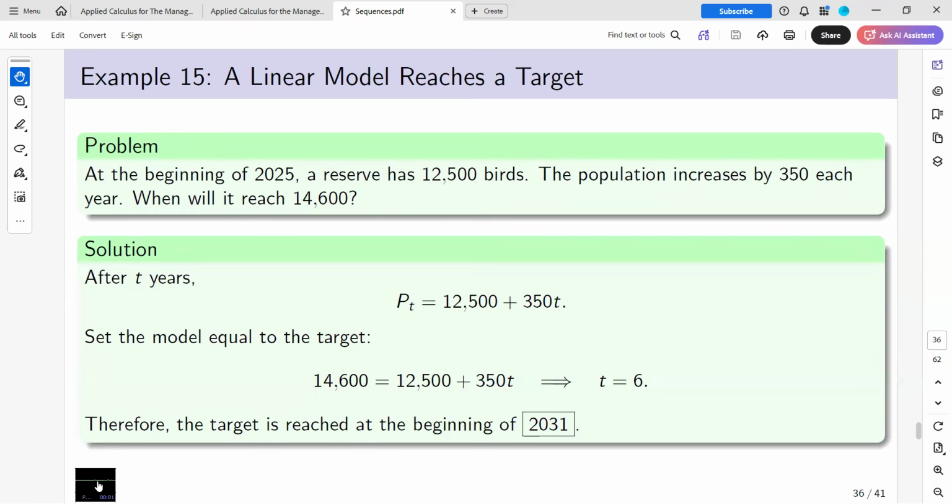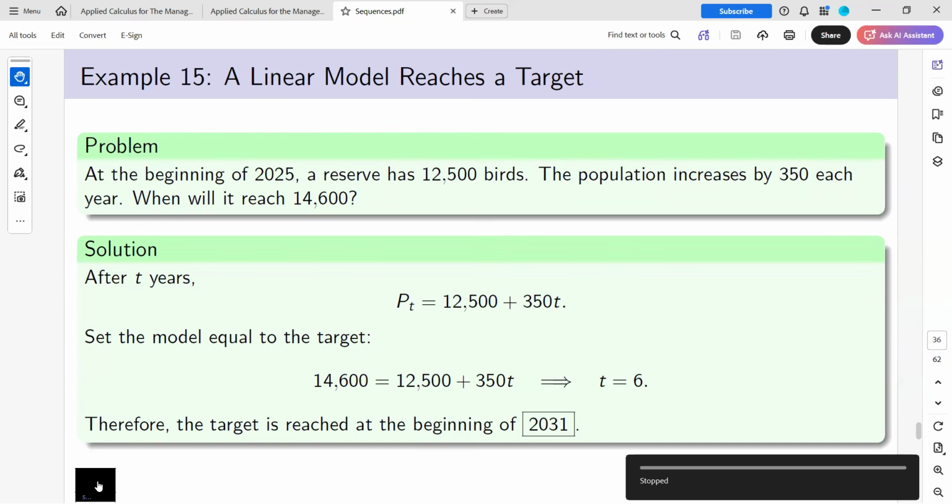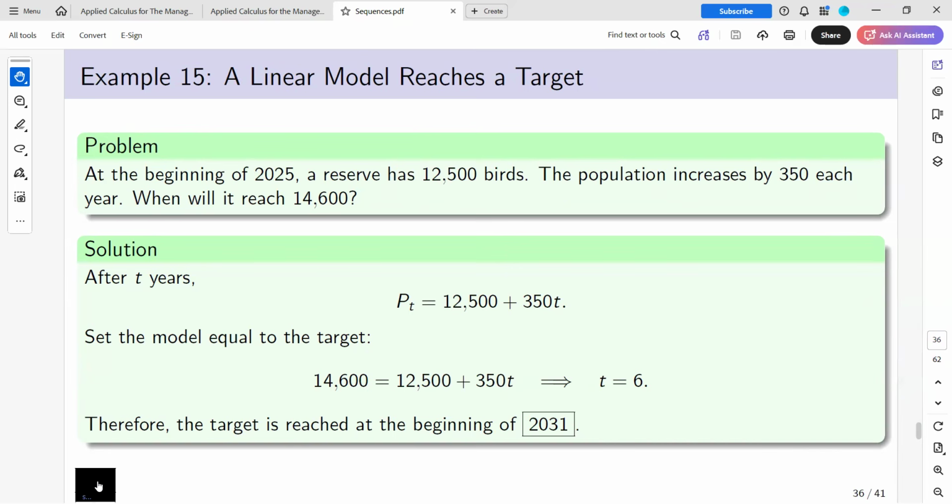The population changes by a fixed number, so use a linear or arithmetic model. Solving for t gives 6 years after the beginning of 2025. Always translate the elapsed time back into the requested calendar year.